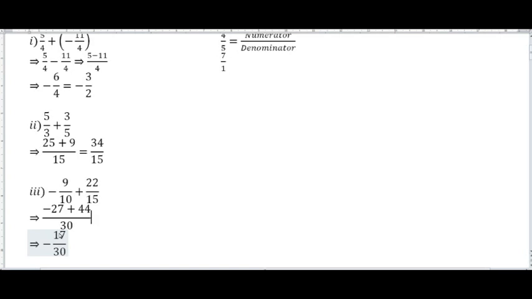Okay. Oh, there should not be a minus here. There should be no minus here because 44 is the bigger number, no? Okay. 44 is the bigger number, so that means the answer will carry a positive sign. 44 minus 27 is 17, and the denominator, that is the LCM 30, has to remain the same in the answer.